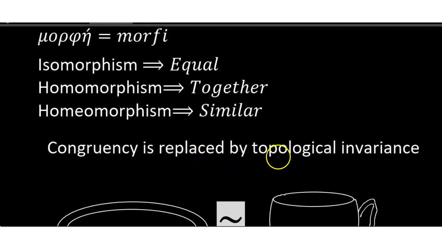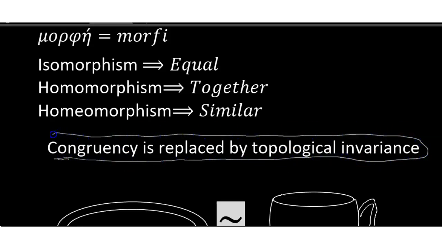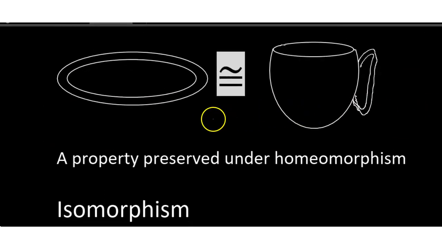Congruency is replaced by topological invariance. This is very important. Congruency is replaced by topological invariance. This is the example. This shape is the homeomorphism example.